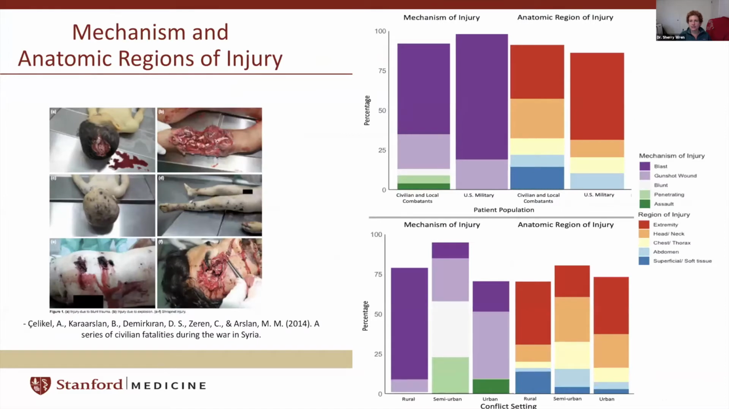What is sort of the mechanism? If you just look at this purple bar here, this is blast. Blast injury is much higher in the military. It's high in the civilian population, but then you get into other issues like assaults and penetrating injuries. Depending on what type of conflict, if it's rural, you can imagine that that's going to be a different type of injury pattern than if you're dropping bombs on a city.